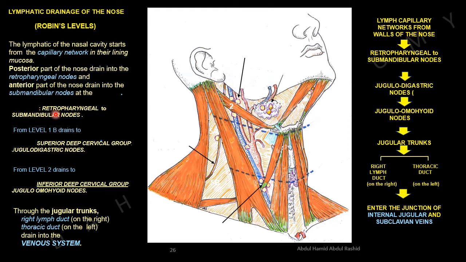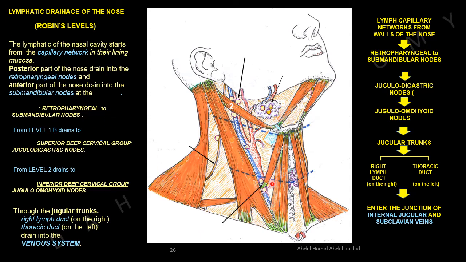So level 1B receives lymphatic from the retropharyngeal nodes and finally to the submandibular lymph nodes. From level 1B drains to level 2. This is level 2, which is also called upper deep cervical nodes or jugulo-digastric nodes. From level 2, it will drain to level 4. This is level 4. This is also known as lower deep cervical nodes or jugulo-omohyoid nodes.